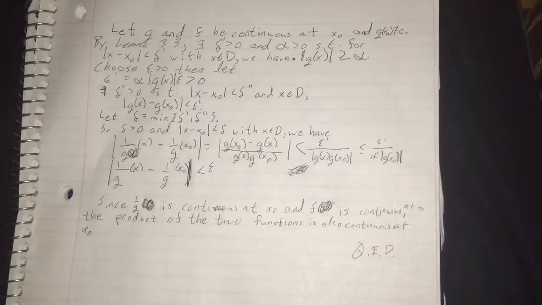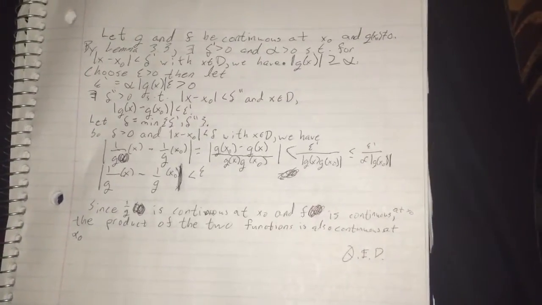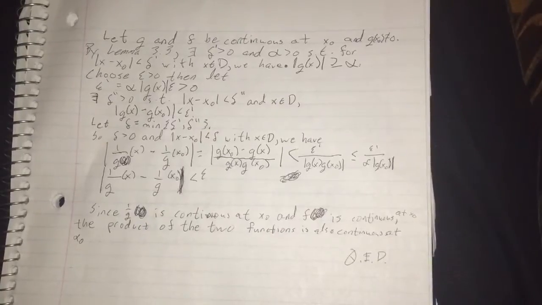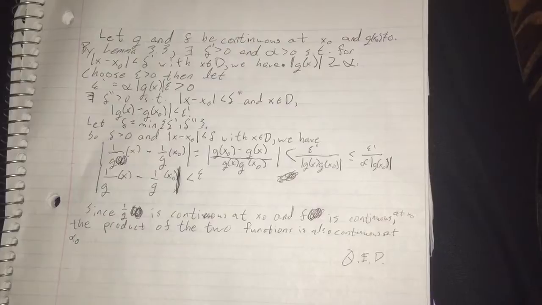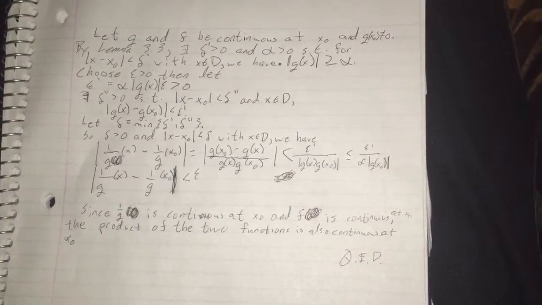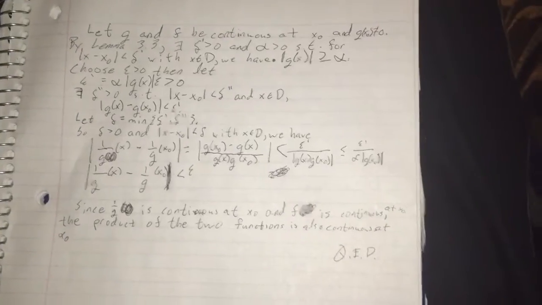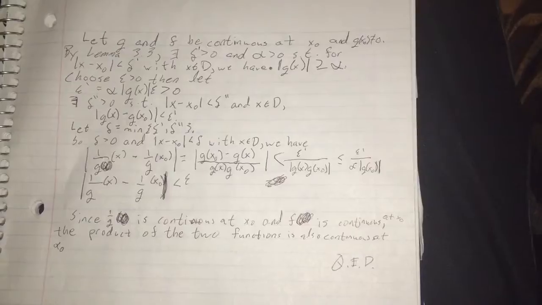Well, by limit 3.3, there's going to exist a delta prime, which I'm going to use delta prime because it lets me get a nice delta at the end, greater than 0, and an alpha greater than 0, so that for the absolute value of x minus x0 less than delta prime with x an element of D, we're going to have the absolute value of g of x greater than alpha.